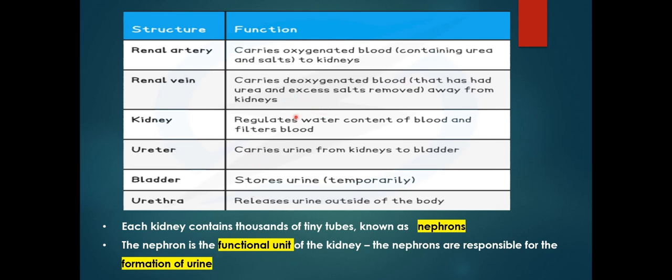The kidney itself regulates water content, and the kidney has a functional unit. Everything has a functional unit, right? Our muscles have muscle cells, which are built up as functional units to form muscle tissues and the muscles themselves. The same way, our kidney has a functional unit, which is the nephron. These nephrons are really essential for the formation of urine.